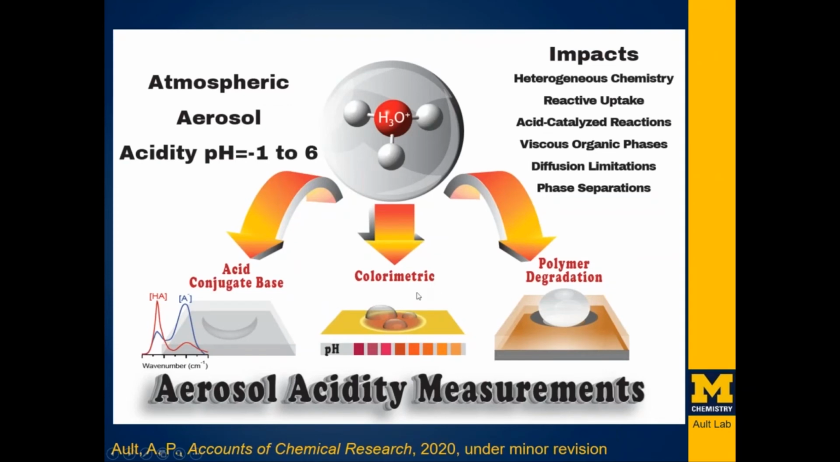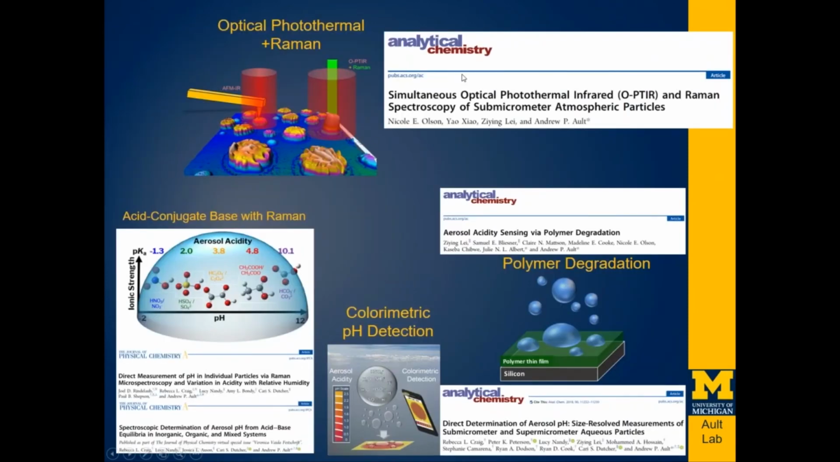We have a colorimetric method based on pH papers, as well as a polymer degradation method that we use. These latter two were published in Optical Chemistry. We also had some work looking at acids and conjugate bases with Raman, and we're very excited now to be able to do that with photothermal IR. These are some of the example papers. Here's our analytical paper where we're showing this polymer degradation. This came out earlier this year in 2020.